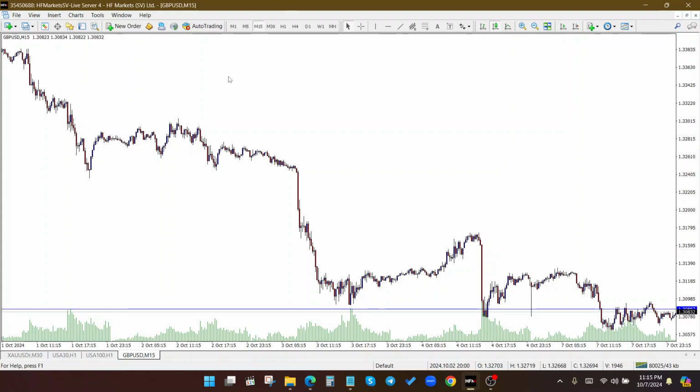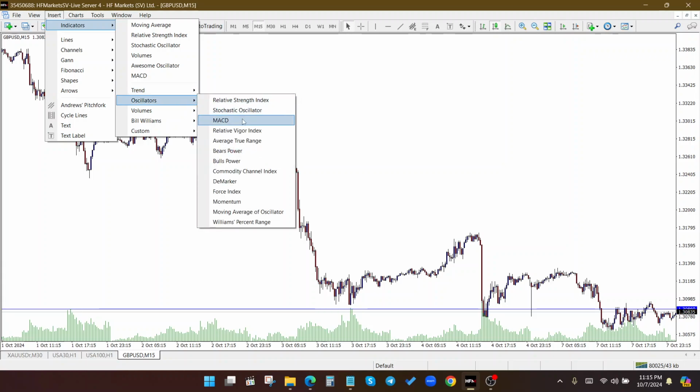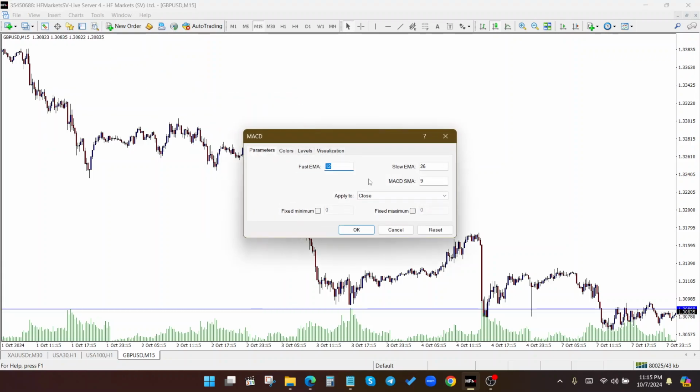Okay, now let us start by adding our MACD to the chart. We can see that the default settings are fast EMA 12, slow EMA 26, and the MACD SMA 9.